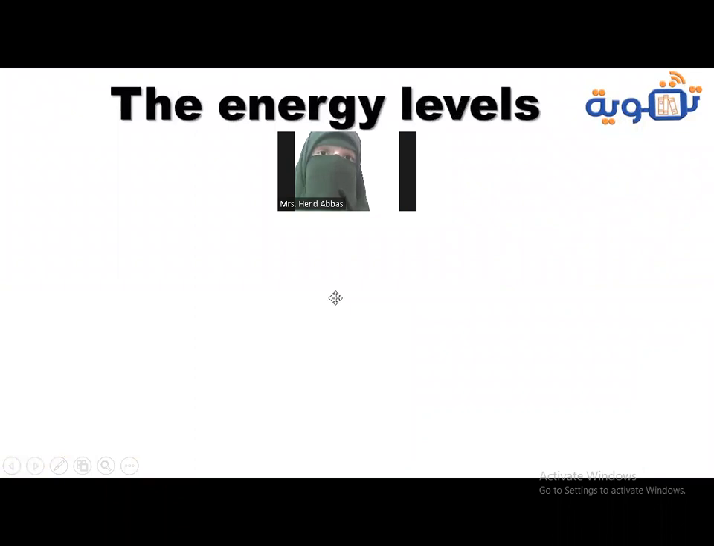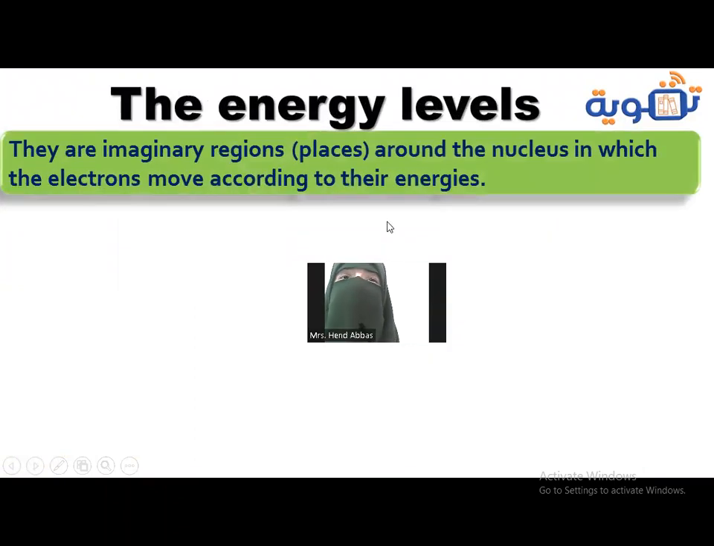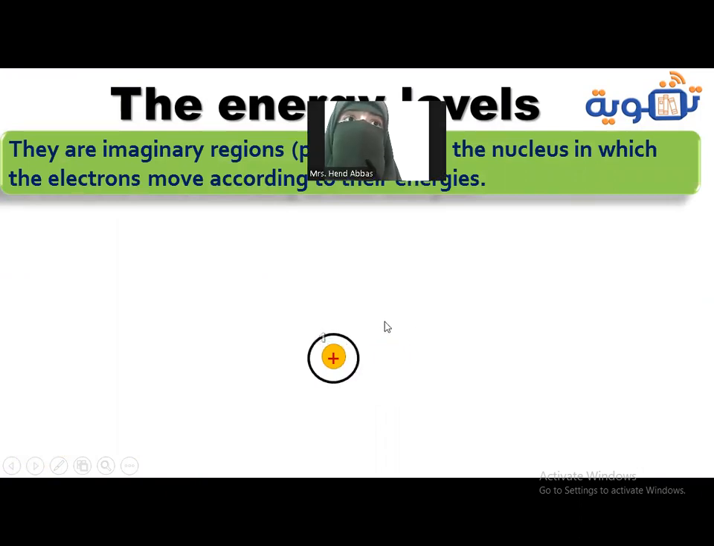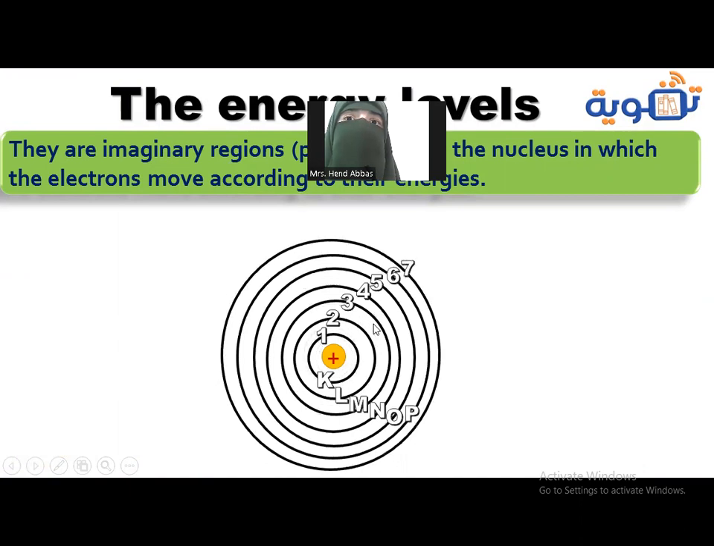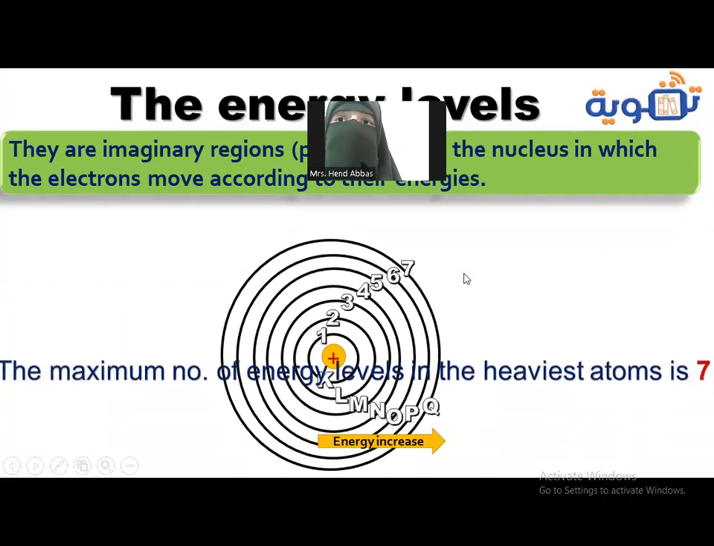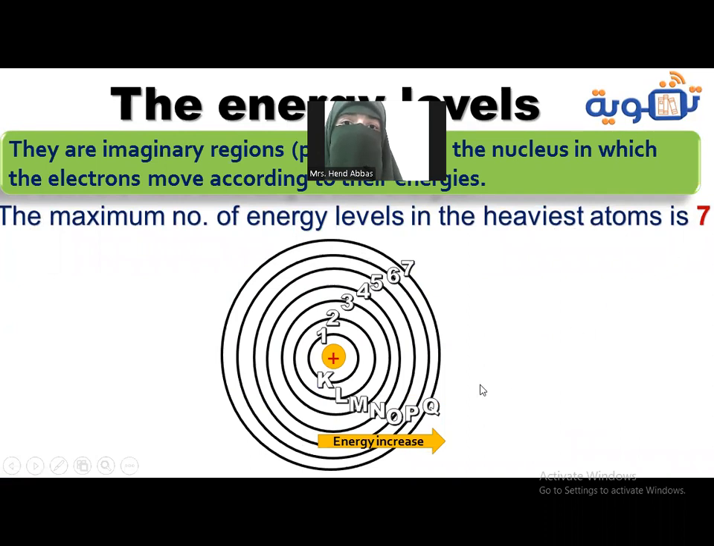Okay, the energy levels are imaginary regions around the nucleus where the electrons revolve according to their energies. How many energy levels do we have? Let's start with K, L, M, N, O, P, Q. Finish. This is the heaviest atom, which contains 7 energy levels from K to Q. As you go away from the nucleus, the energy of the level increases. So Q has more energy than P, and M has more energy than L, which has more energy than K, and so on.